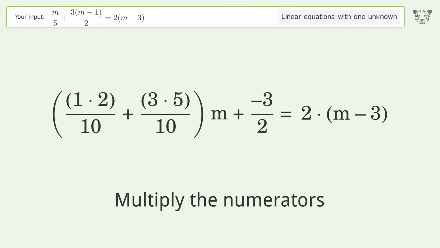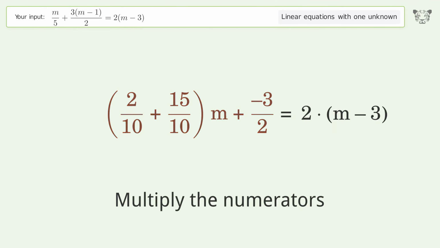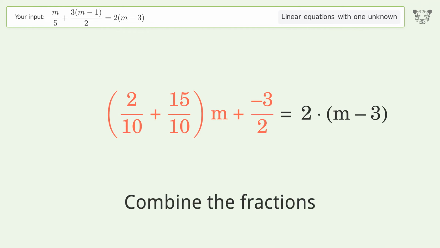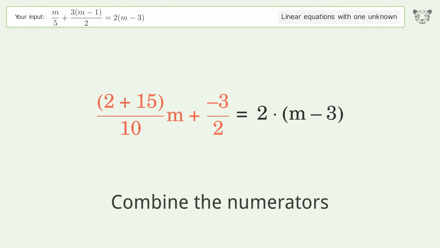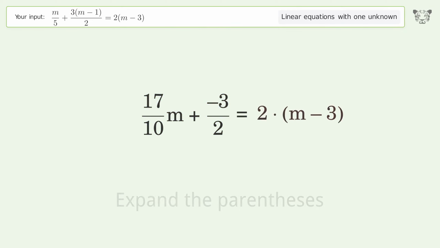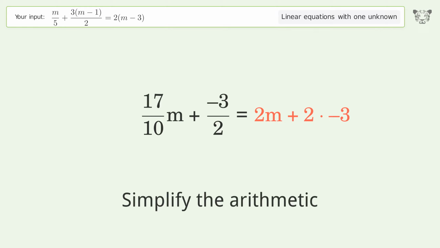Multiply the numerators. Combine the fractions. Combine the numerators. Expand the parentheses. Simplify the arithmetic.